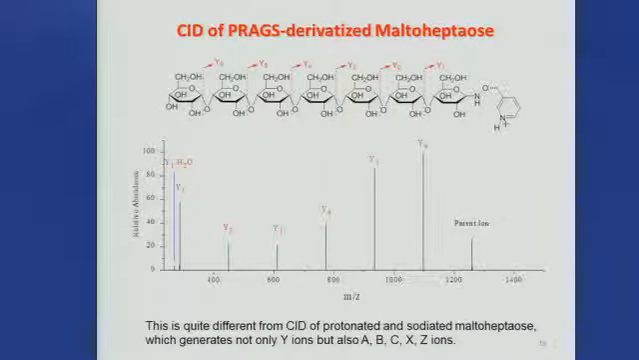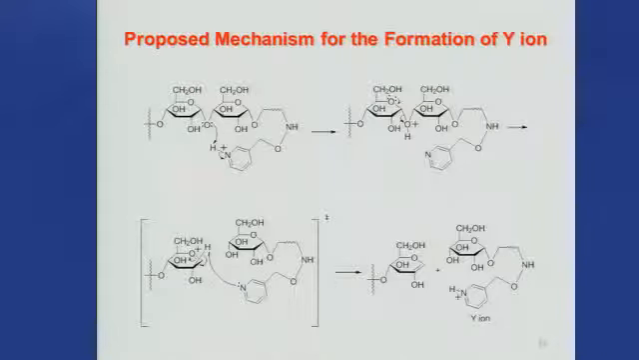But it's quite different from the CID, because if you start with either protonated or sodiated maltoheptose, you get not only Y ions, but you get A, B, C, X, and Z ions there. But the charge can stay on either end of the molecule when it fragments, so the spectra are very complex there. And the chemistry here is just acid-base chemistry.